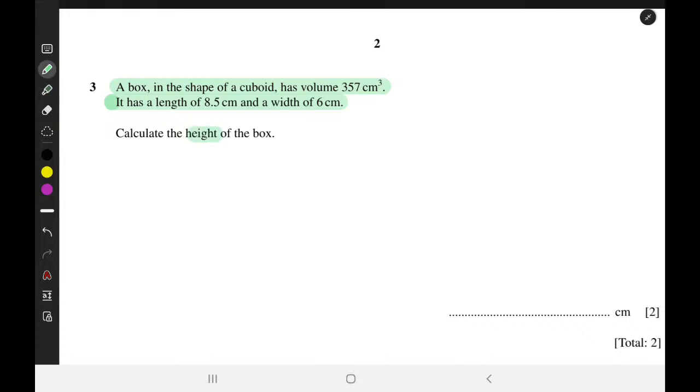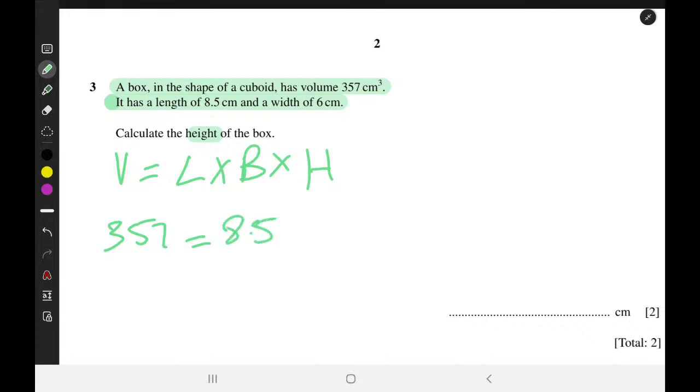Very nice question. Basically, a cuboid has a rectangular base, and we know the formula of volume of a cuboid is length multiplied by breadth multiplied by height. So what he has told us two values. We will take out the third one. So 357 centimeter cube is equal to L, which is the length 8.5 multiplied with the breadth, which is 6, and the height we are going to take out.